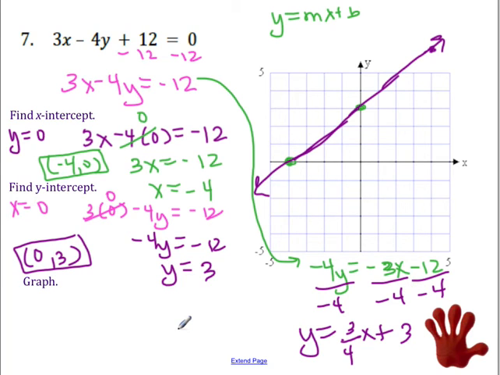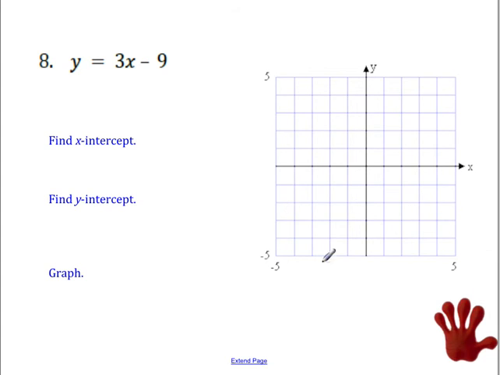Okay. Example 8. Same type of deal. This one, though, is not in standard form. It's in slope-intercept form. It is in y equals mx plus b. So remember, b is your y-intercept. So I should know right off the bat which one is my y-intercept. It's negative 9. So it's the ordered pair 0, negative 9. Now I need to find my x-intercept. Excuse me. It's when y is equal to 0.